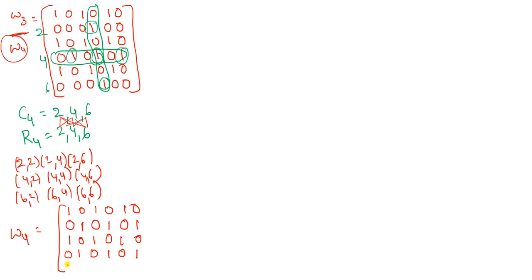Next, fifth position, same, copy the values, 1 0 1 0 1 0. Next, sixth position we have 6 2, 6 4 and 6 6, right? And remaining values 0 0 0, right? So this is our W4. Okay, so this is our W4.